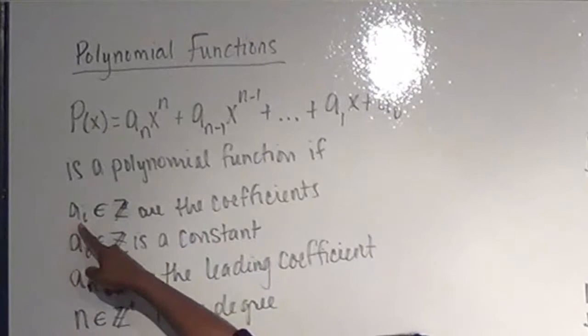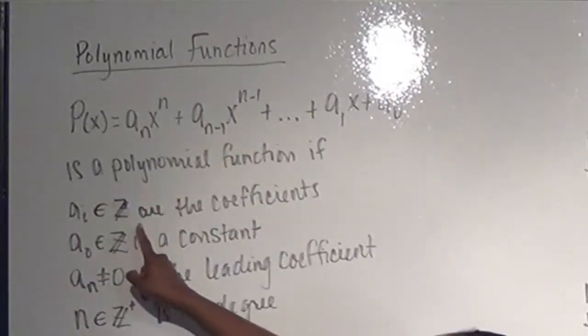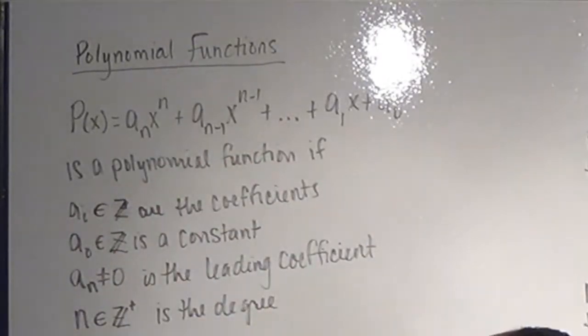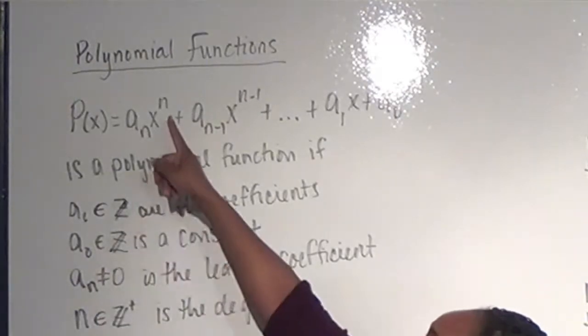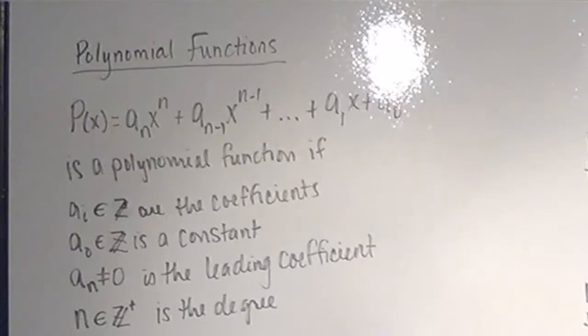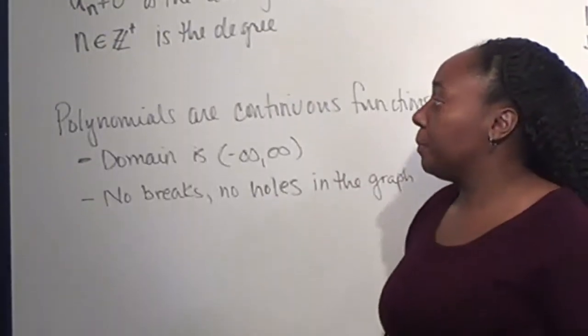So as I said, all of the coefficients, all the a sub n's, are integer coefficients. A0 is a constant, so that can be an integer as well. A sub n not being 0 just means that I have some highest degree and it's not 1. So it's not a linear equation, it's not a quadratic equation. I'm looking at something bigger than that. A sub n is our leading coefficient, and n, the power on the first or highest power term, that's what we're going to call the degree of the polynomial.